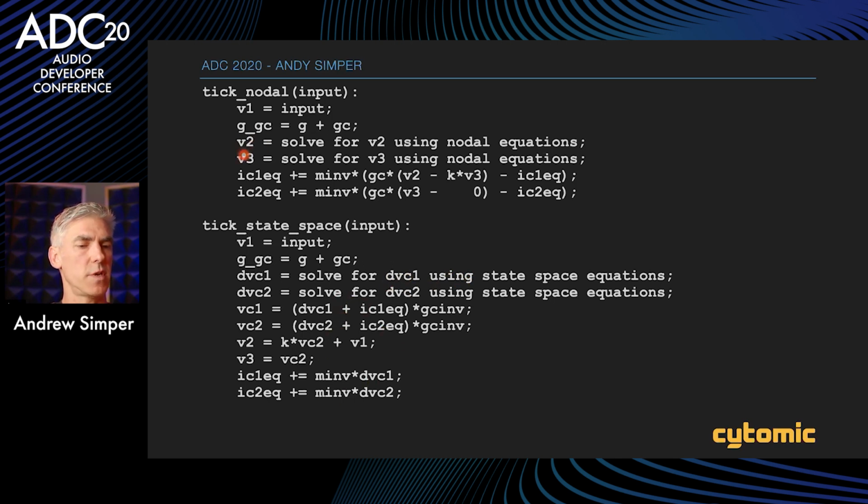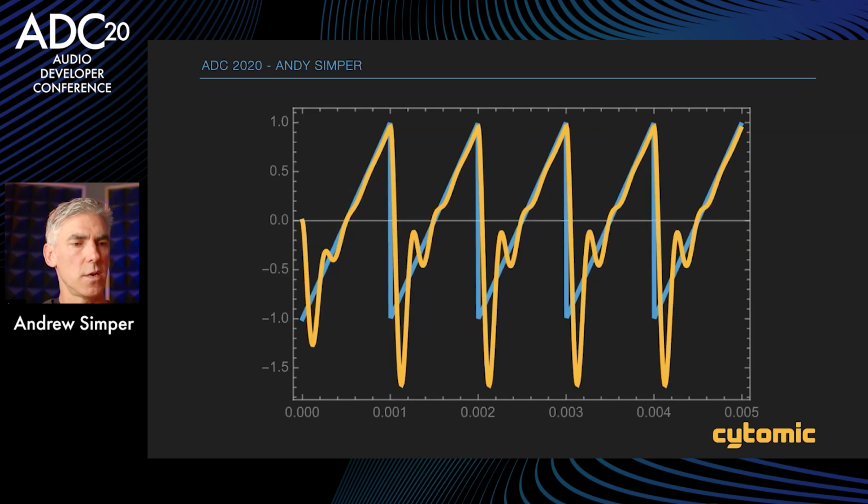Here we solve for the voltages directly. Here we're solving for the voltage over the capacitor. Then we use those to get the nodal voltages. And then we have a slightly different state update. But they give you the same answer. There's the two on top of each other. You can't tell the difference.